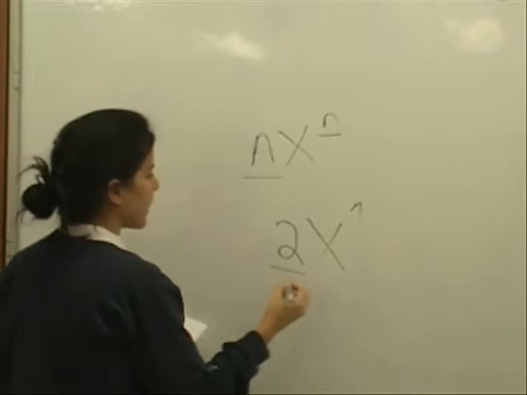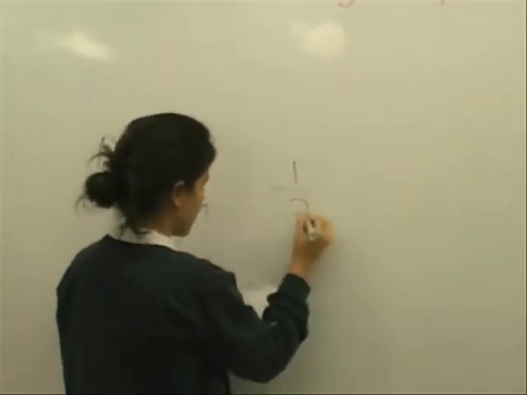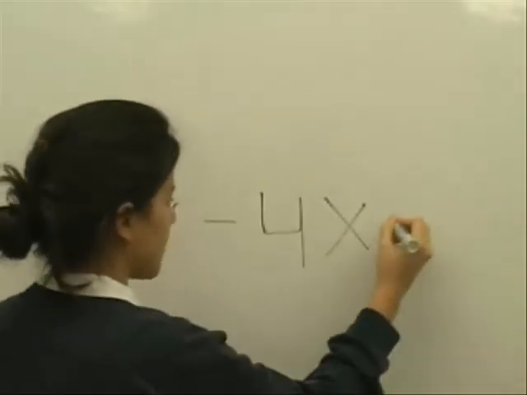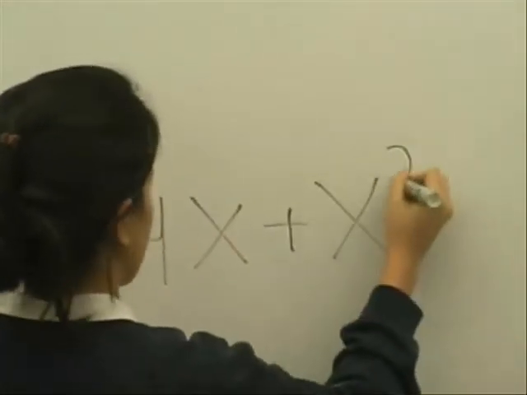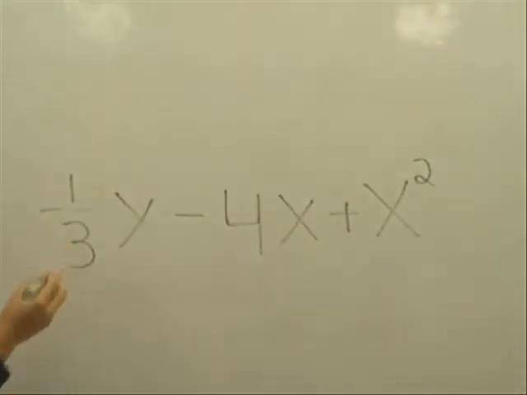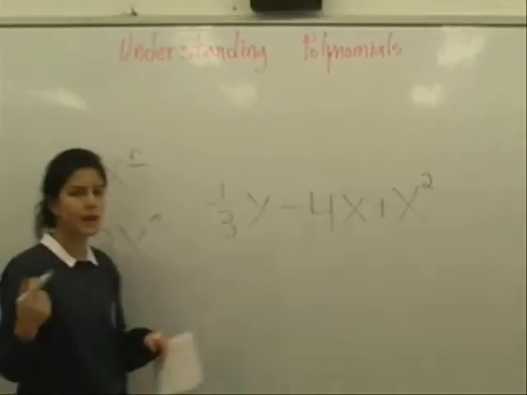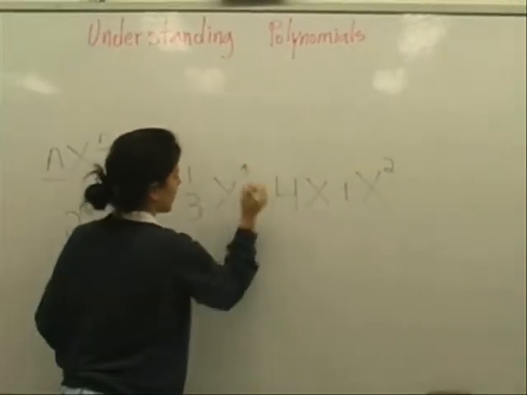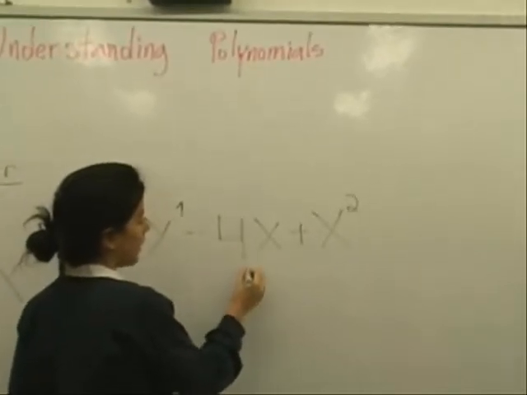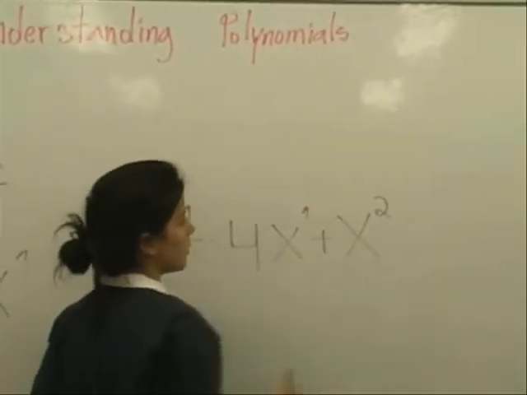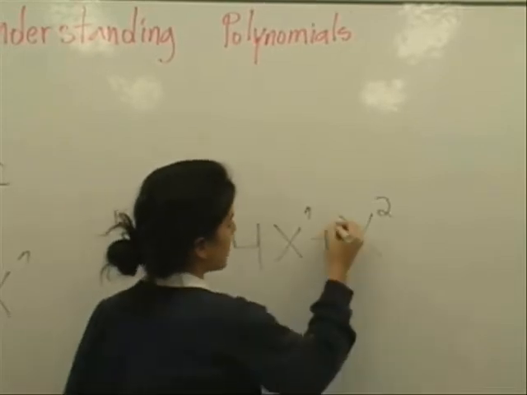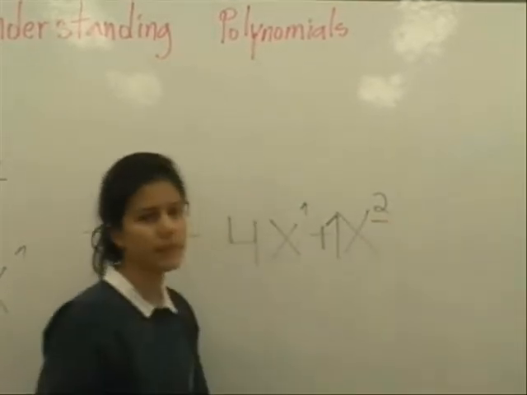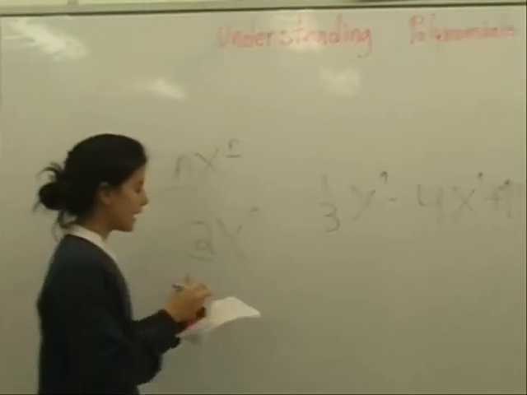Another example can be 1/3x minus 4x plus x squared. Because 1/3 is a real number, fractions are real numbers, and the exponent here is 1. 4 is also a real number, and the exponent here is also 1. And the number here is 1, and it is a real number, and the exponent is 2, and it is a whole number. Okay.